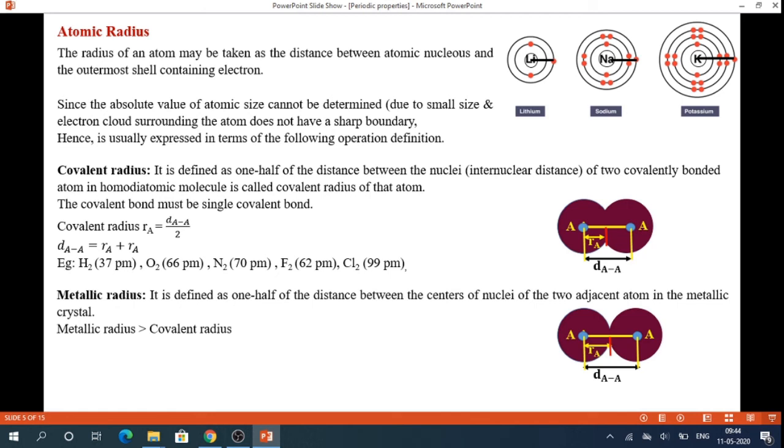But finding the size of an atom is a lot more complicated. There are two reasons. First, atomic size is very small. Second, the electron cloud surrounding the atom does not have a sharp boundary. Hence, the determination of atomic size cannot be precise.